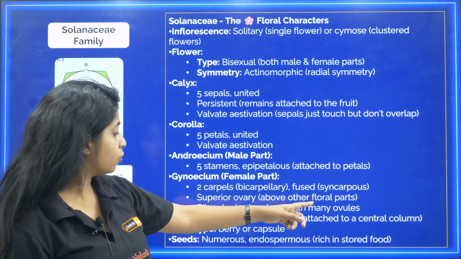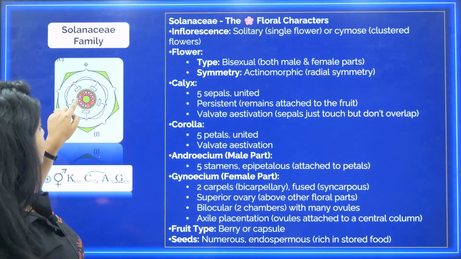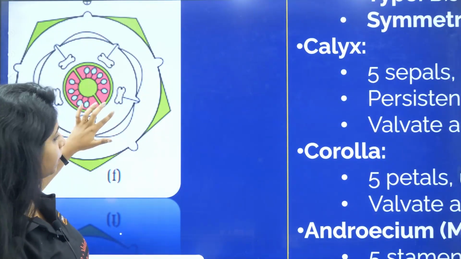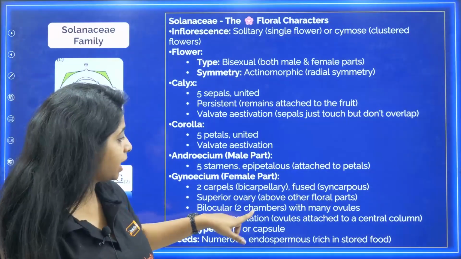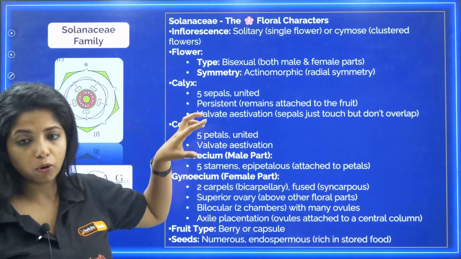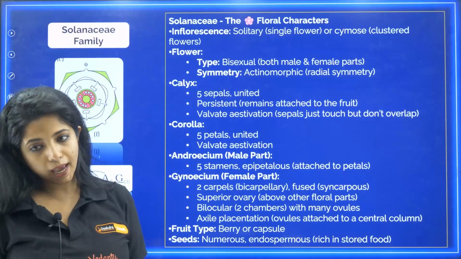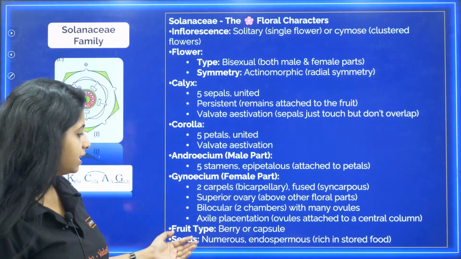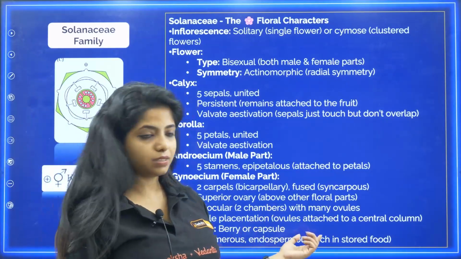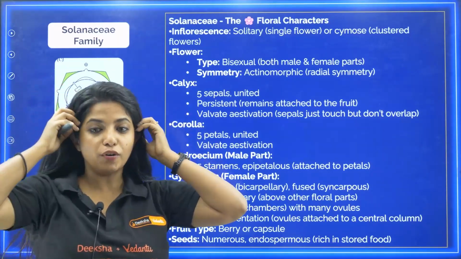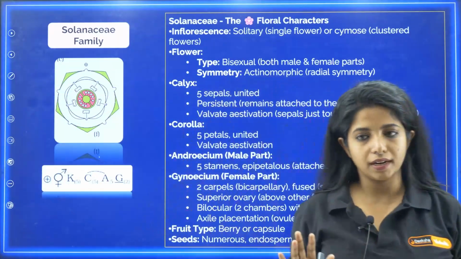Superior ovary is there above the floral parts, and bilocular. You can see basically the locule is divided into 1 and 2 with one septum over there, right? So over here, axile placentation, ovules attached to what? A central column, and you have a septum. Fruit type, my dear children, it can be berry or it can be capsule, you have to remember it. And seeds, it can be numerous, endospermous, that means it has endosperm over it. It is rich in stored food, so it is endospermous, please remember that as well.